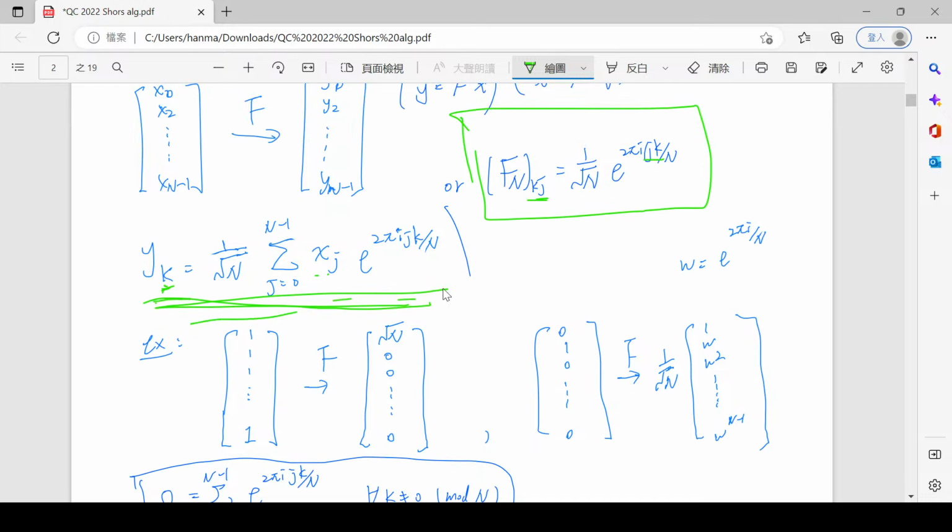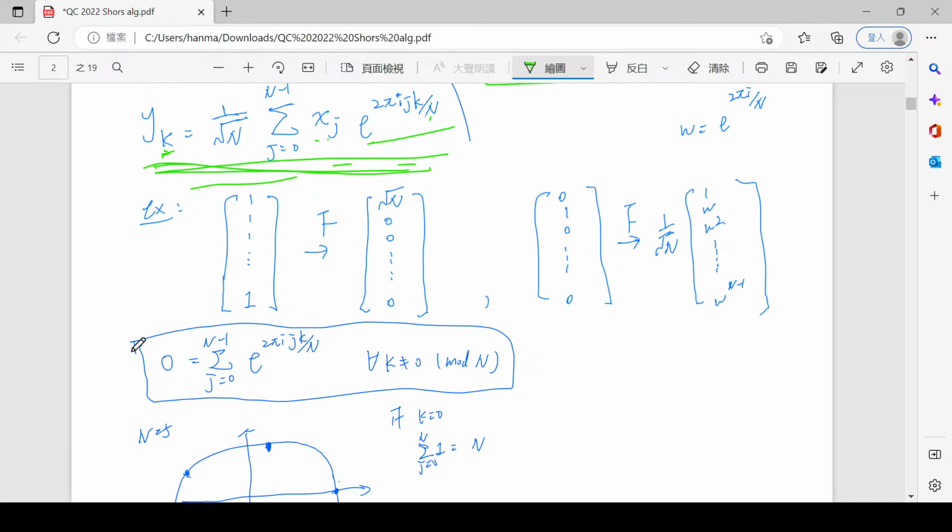Now you kind of see why we want to use this, because this directly tells you what the components are. The k-th component of the resulting vector is just 1 over square root n, then the summation of these x_j are all 1. So you are summing over a whole bunch of those e to the 2 pi i jk over n, right? These are the omega to some power. When you sum over all the j from 0 to n minus 1, there is very high symmetry, so most of the time this is just 0. Actually, this is 0 whenever k is not equal to 0.